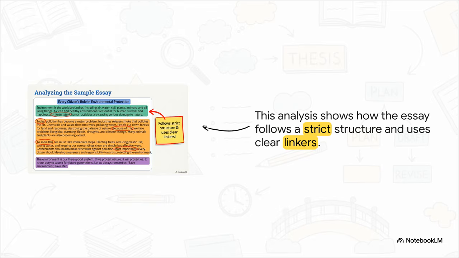So let's quickly analyze that essay. As you can see, it follows our structure perfectly. The green box highlights the introduction, the orange box shows the 2 body paragraphs, one for the problem, one for the solution, and the purple box shows the conclusion. Now look at the circled words like unfortunately, today, and most importantly. These are the linkers that connect all the ideas and make the essay flow beautifully.